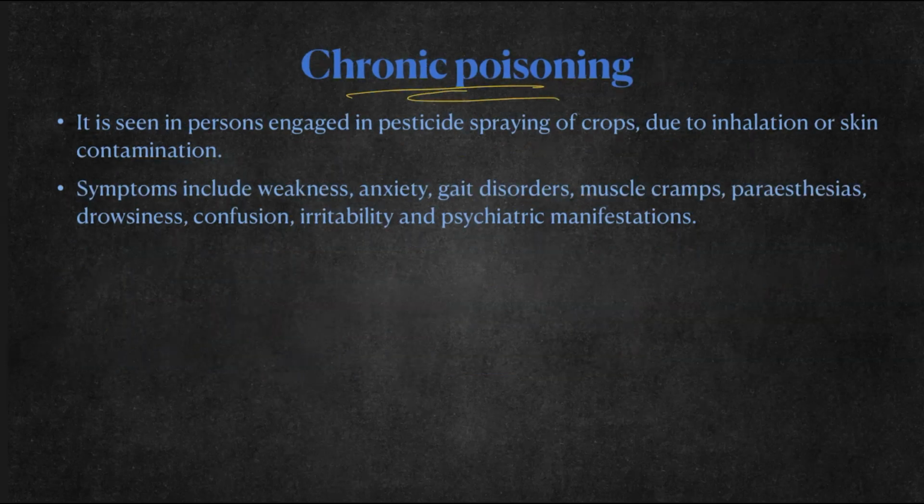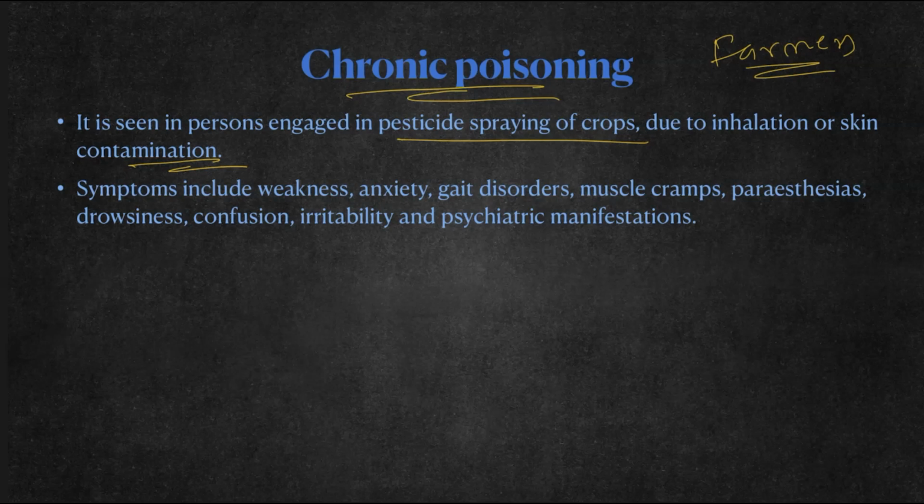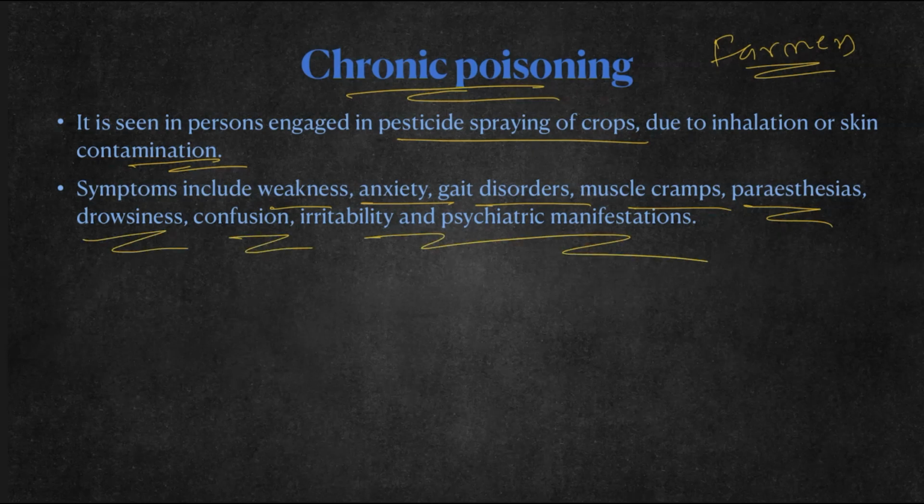Coming to chronic poisoning, which is seen again in farmers who are exposed to the OP compounds in large doses. It is seen in persons engaged in pesticide spraying of crops due to inhalation and skin contamination. Symptoms include weakness and anxiety, gait disorders, muscle cramps, paresthesias, drowsiness, confusion, irritability, and psychiatric manifestations. Since they are chronically exposed, the CNS effects are commonly seen. The person will be drowsy, irritable, anxious, and gait disorders will be seen.